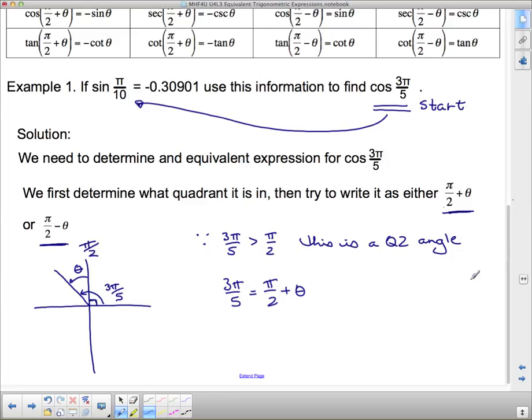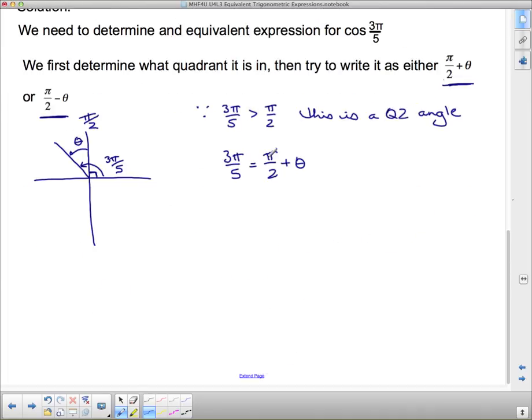Now, what is that theta? Well, I don't know, but it's going to be pretty easy to find out because this is just a linear relationship. To get theta by itself, I'm going to subtract pi by 2 on both sides. So I get 3 pi by 5 minus pi by 2. If I get a common denominator of 10, I have to multiply 5 by 2, so I have to multiply 3 pi by 2 as well. So I get 6 pi. I have to multiply 2 by 5 to get 10, so I have to multiply pi by 5, so that's minus 5 pi equals theta.